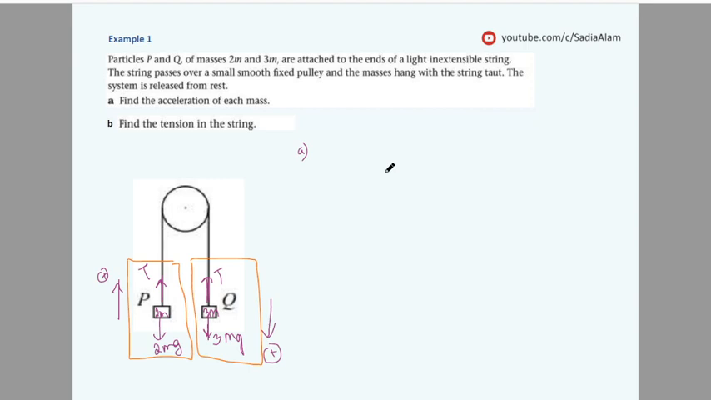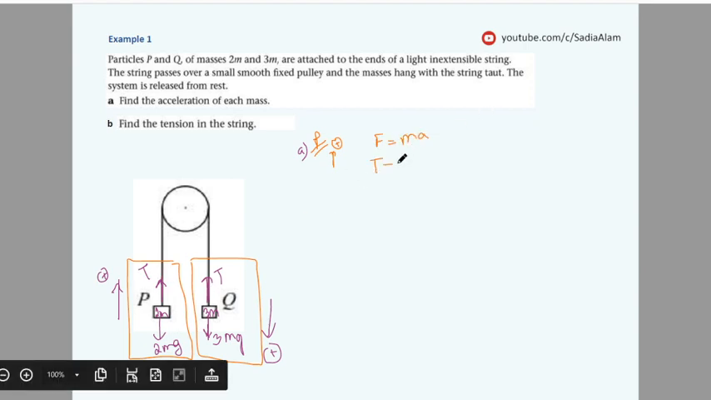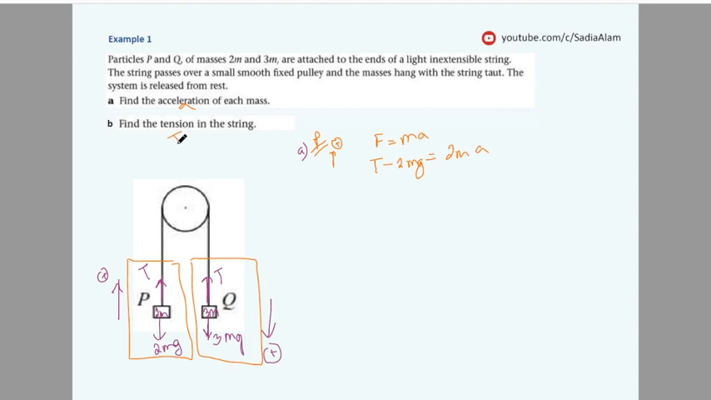Okay, so P is moving upward, so that's why upward is positive. So F equals ma. T is positive, 2mg, equals mass is 2m, a is unknown. So a and T, we need to find those values, a and T.